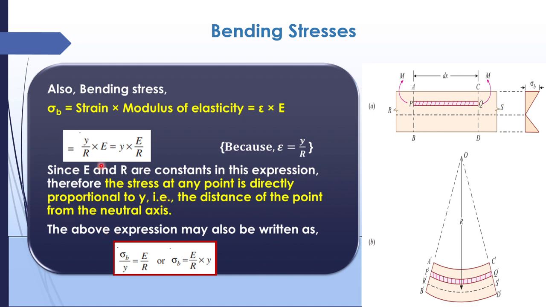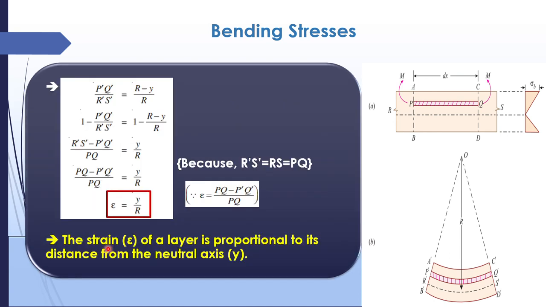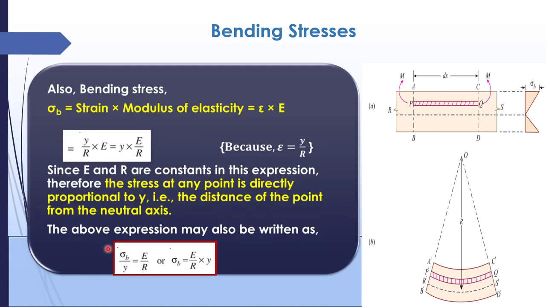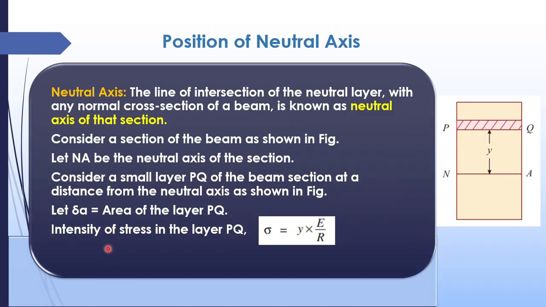Okay, the above expression can also be written as sigma b by y is equal to E by r. So this is another relation. Earlier one was epsilon is equal to y by r. Otherwise sigma b by y is equal to E by r. This is another relation. Now what is the position of this neutral axis? Where will this neutral axis be?